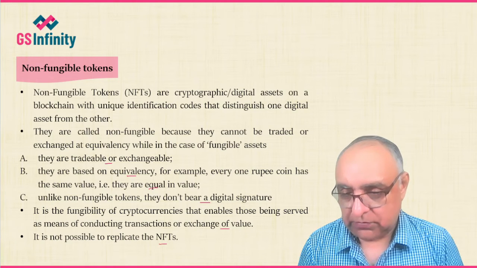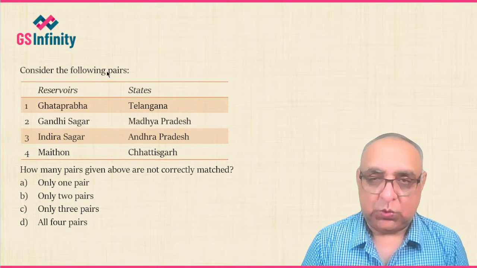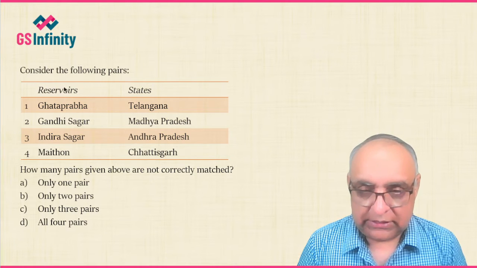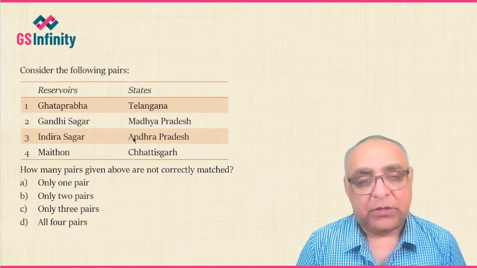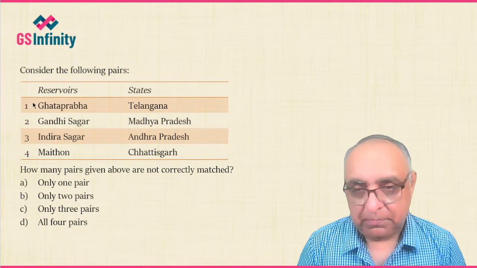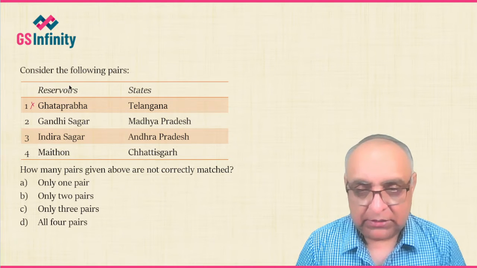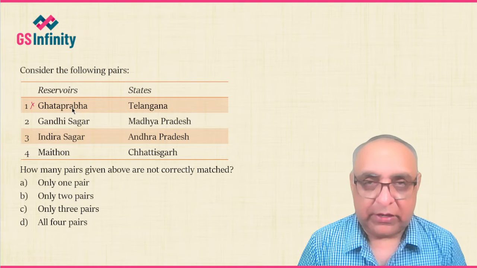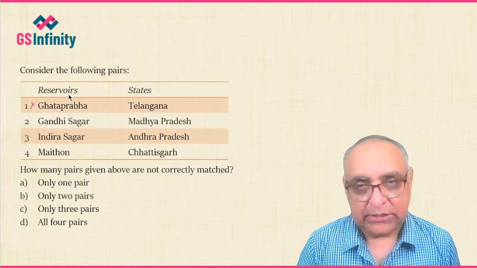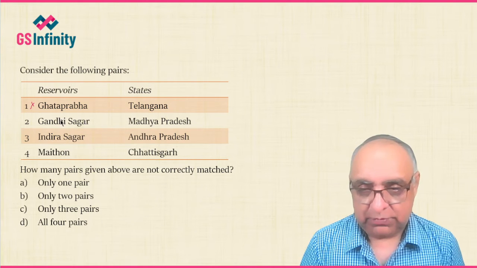So next is, consider the following pairs. Question number 3 for today. Reservoirs and state. First pair is Ghataprabha, Telangana. This pair is matched wrongly because Ghataprabha Reservoir is in the state of Karnataka. It is on the Ghataprabha River, which is a tributary of the river Krishna. So the first pair is wrong.